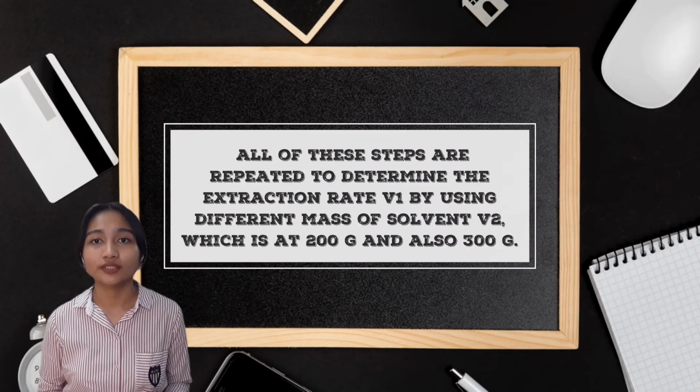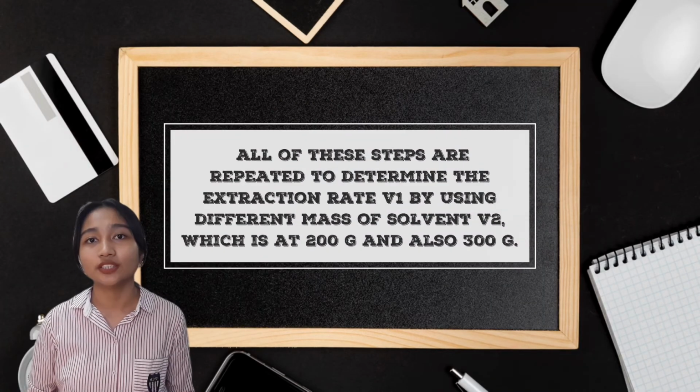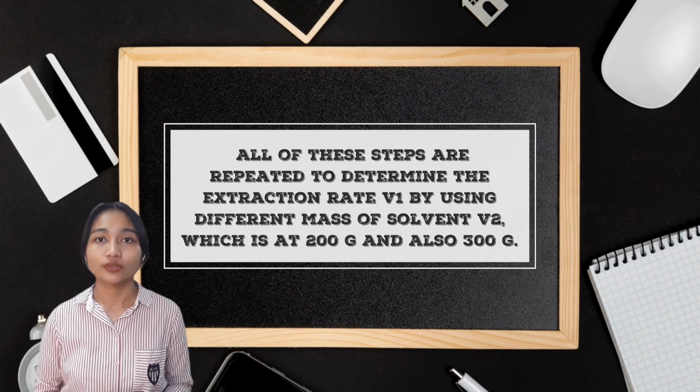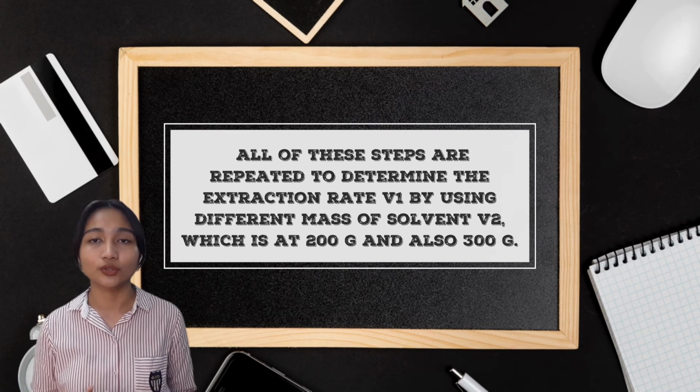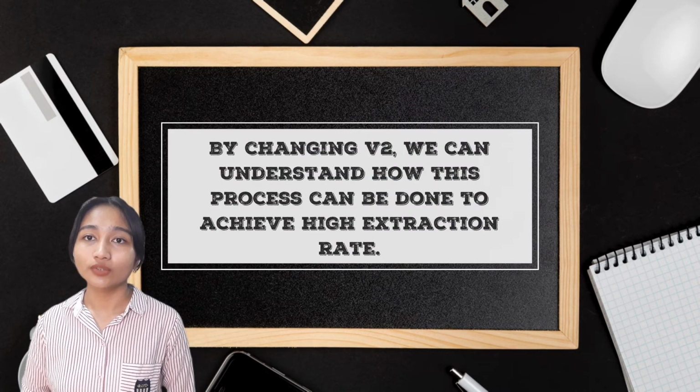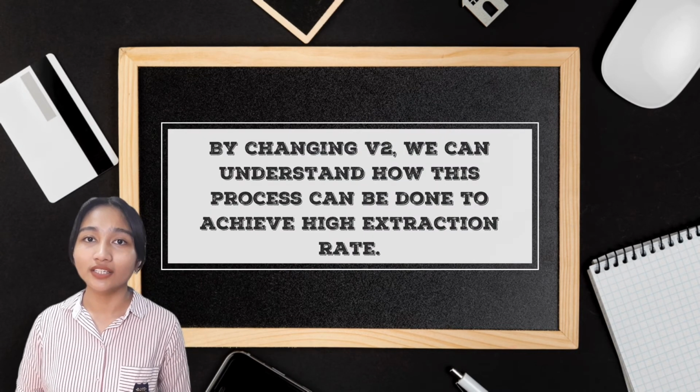So, all of these steps are repeated to determine the extraction rate V1 by using different mass of solvent V2, which is at 200 gram and also 300 gram. By changing V2, we can understand how this process can be done to achieve high extraction rate. So, here is our finalized data for our calculated V1 for each one.